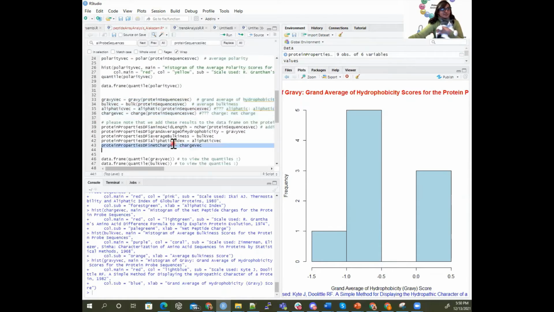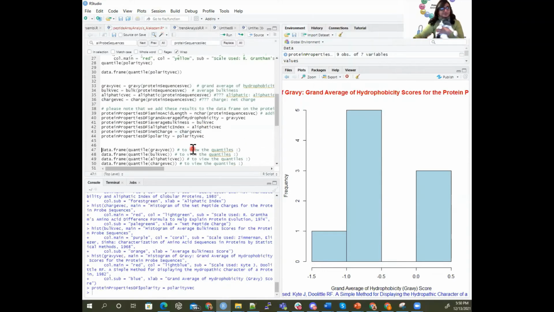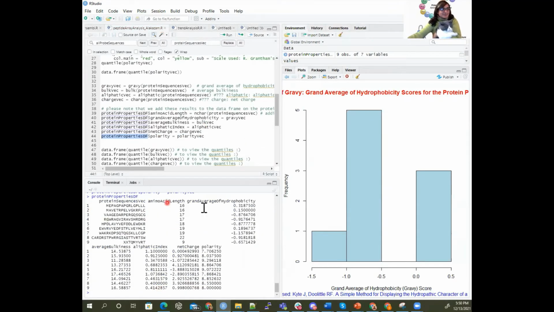Oh, that's what I was missing. I forgot to add in polar. I know I was missing something. And that's what this is, the polarity vector. So I can just call it polarity, and then here I can just have this. Ultimately, these are my properties for these protein probe sequences, these amino acids. We have the polarity, net charge, aliphatic index, average bulkiness, grand average of hydrophobicity, and amino acid length as well.